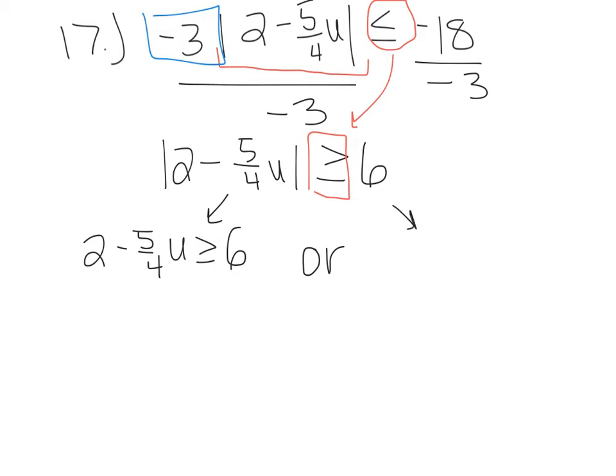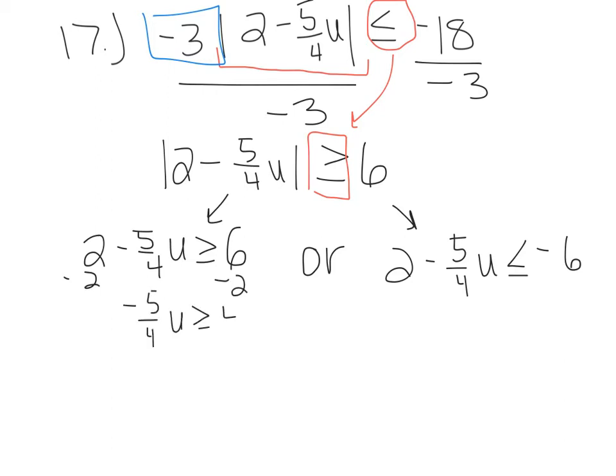The second inequality, just like with equations, you keep the inside the same, but we are going to change the symbol, so it's less than or equal to, and change the sign, -6. Now I have two inequalities that I'm going to solve for. I'll start by subtracting 2 from both sides to get -5/4 u is greater than or equal to 4.